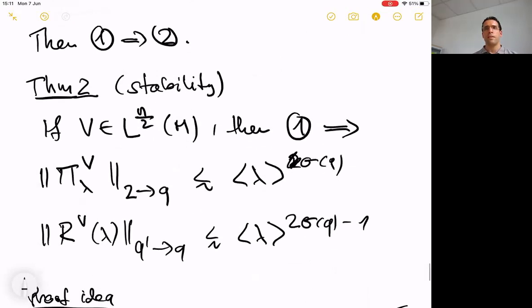Okay, thank you. So it's a limitation of the method that you cannot go past this Q for the spectral cluster bound. Thanks. More questions?